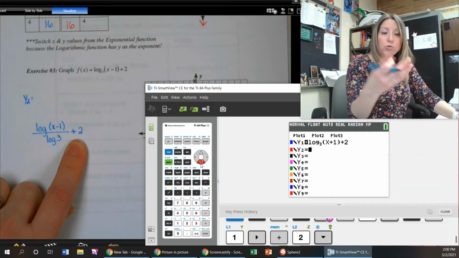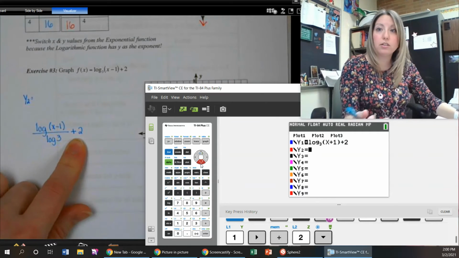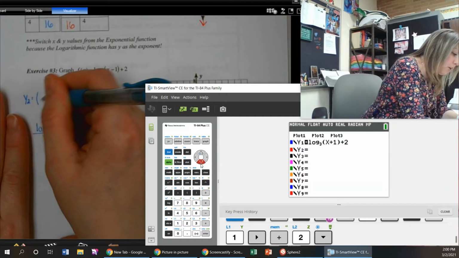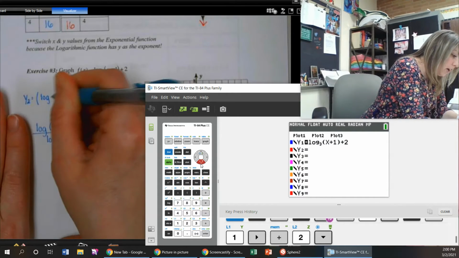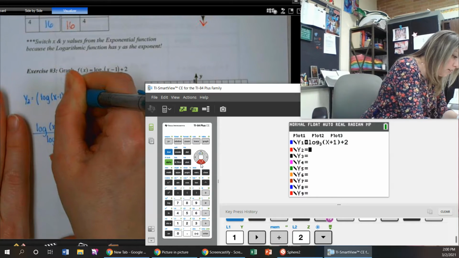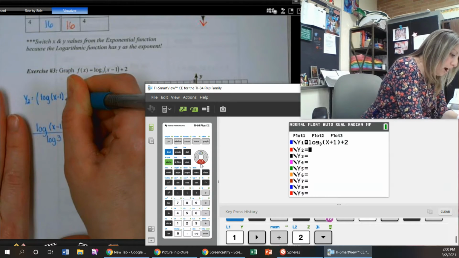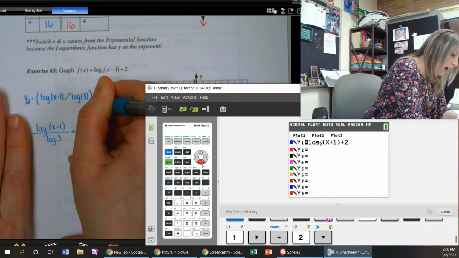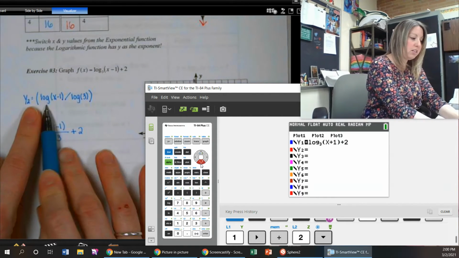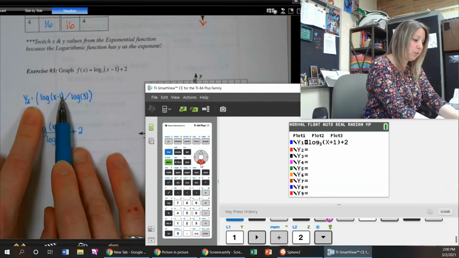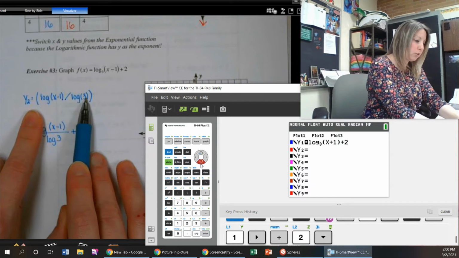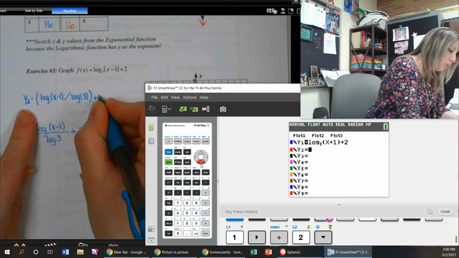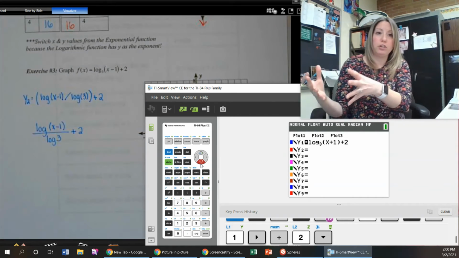So when you go to type this into your graphing calculator using change of base formula, you're going to need the big parenthesis, log, and then a small parenthesis, x minus 1, and then divide by log, and then you're going to get a parenthesis 3, and then an outer parenthesis like this, because notice this parenthesis goes together, this parenthesis goes together, this parenthesis goes together. And then you can do your plus 2 on the outside for that particular movement, okay?